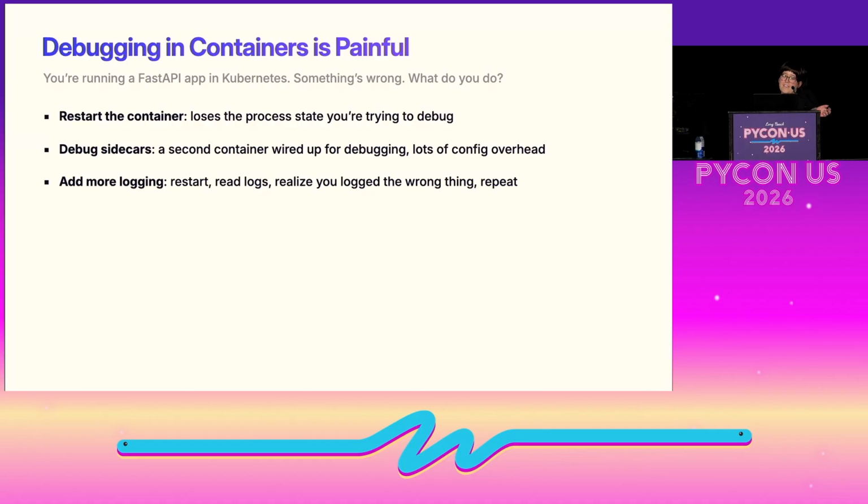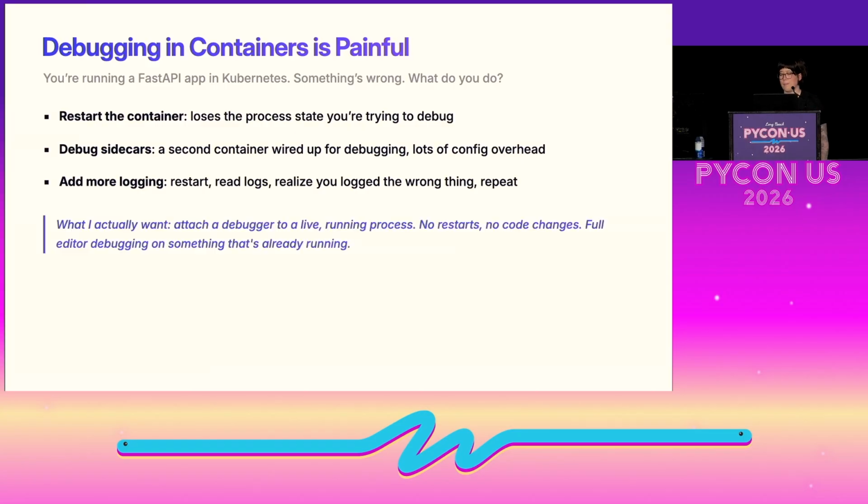And so none of these really let you inspect a running process without interrupting it, and this is kind of the gap that we have. What I wanted was just to attach a real debugger to a live process. I didn't want to restart my app. I don't want to change my application code.